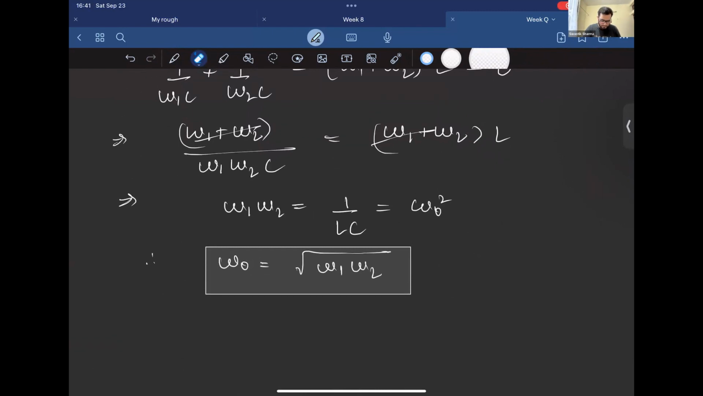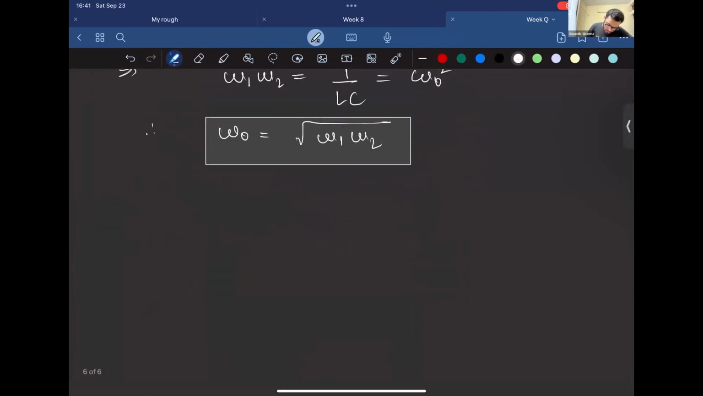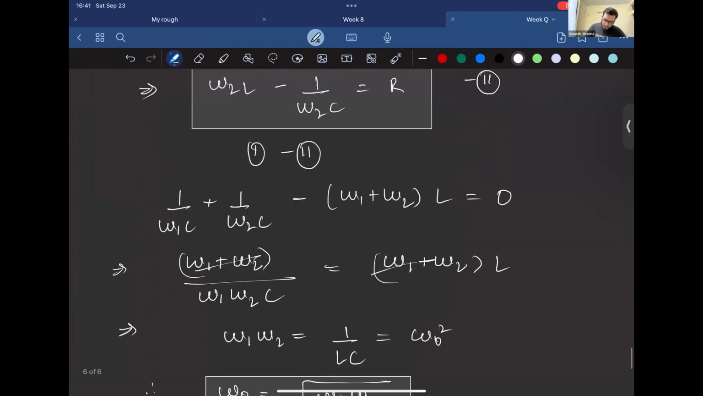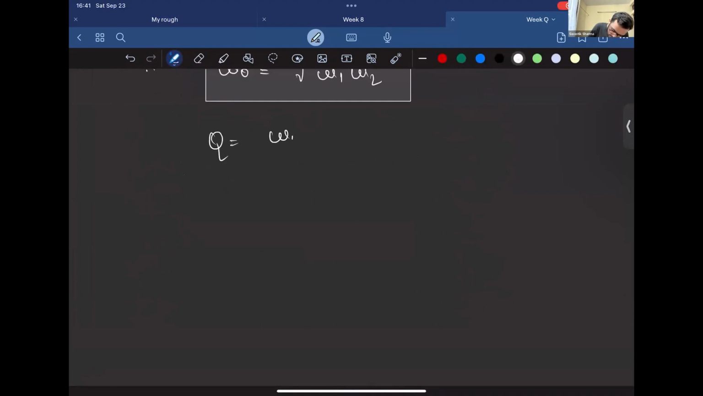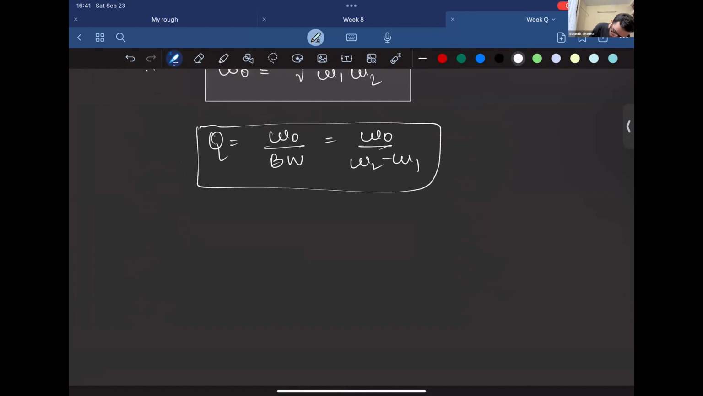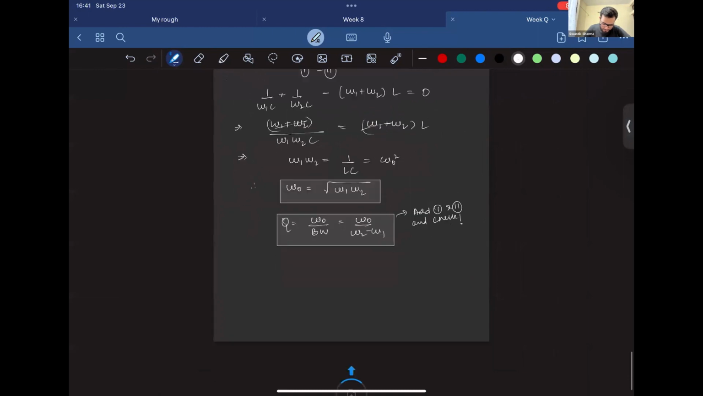One more thing. There's one more relation, that the quality factor is given by omega naught upon bandwidth, which is nothing but omega naught upon omega 2 minus omega 1. To find this out, what should you do? Add 1 and 2 and check. I'll give you this little exercise to do yourself so that you also know how this relation would come into play.